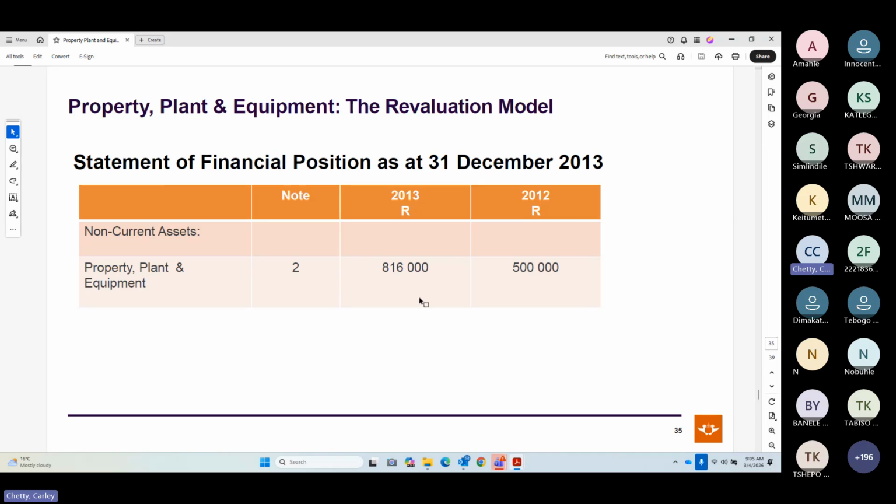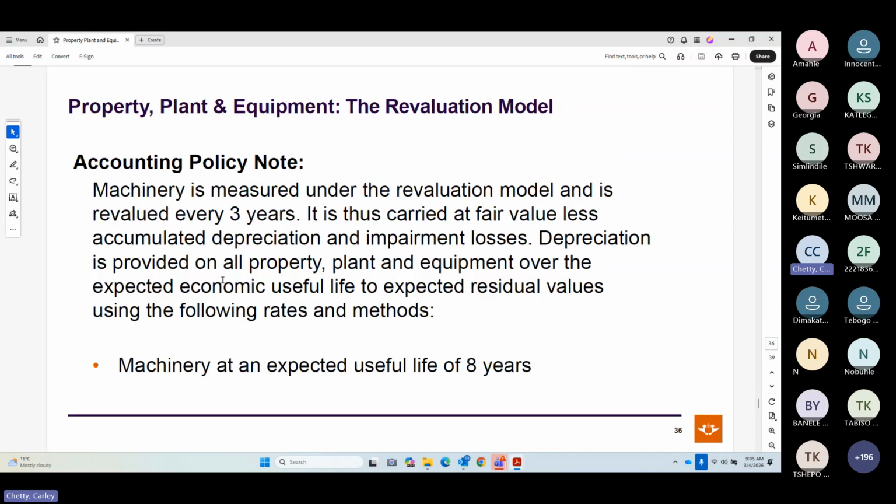This is the disclosure in the statement of financial position at 31 December 2013. So here we have non-current assets. Remember, property, plant, and equipment is going to be disclosed as a line item under non-current assets. And this line item is going to be the carrying amount from the property, plant, and equipment note. So note 2, property, plant, and equipment under non-current assets. So now let's have a look at the other disclosure.